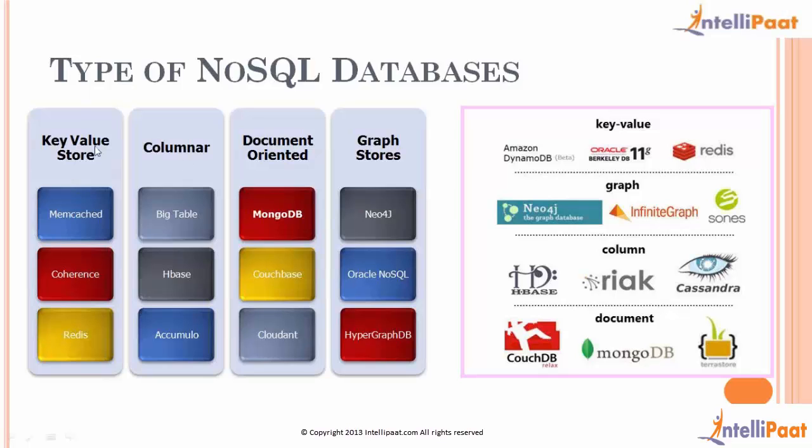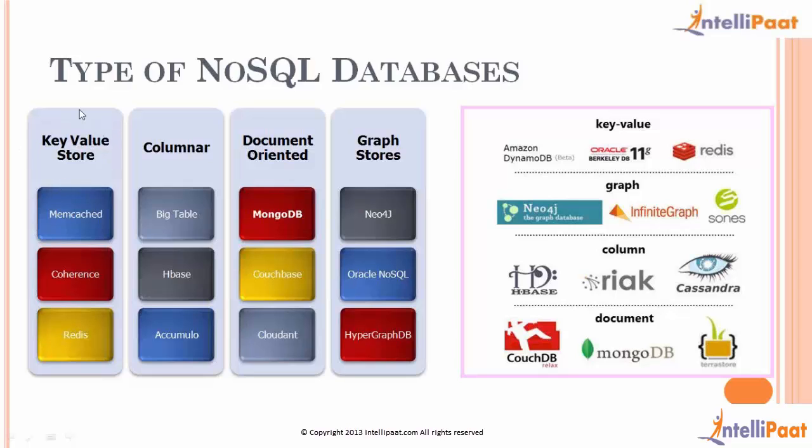At a high level, there are four categories of NoSQL databases. Key value store, this is the simplest one. The second one is columnar. The third one is document oriented. And the fourth category is graph store databases.